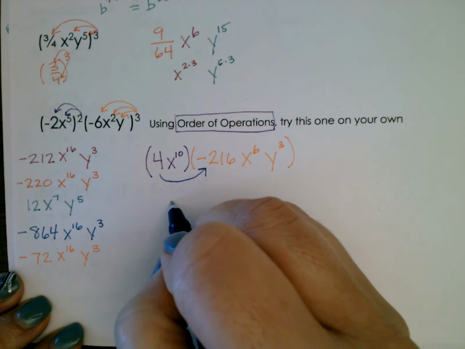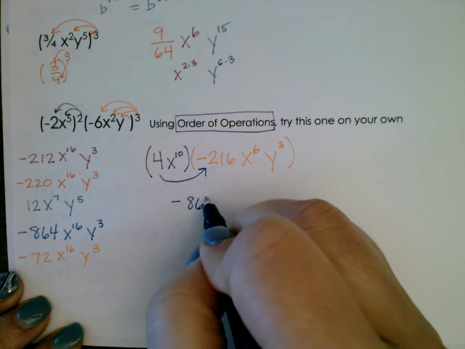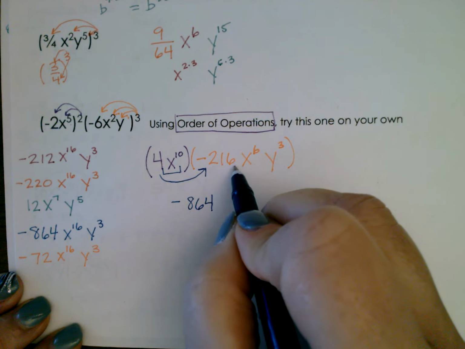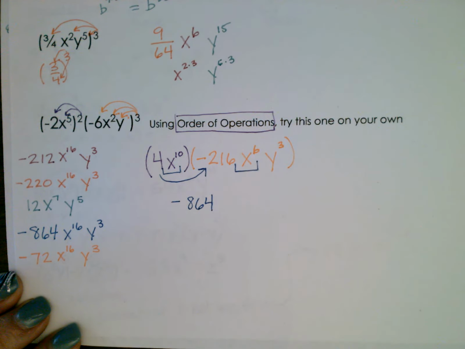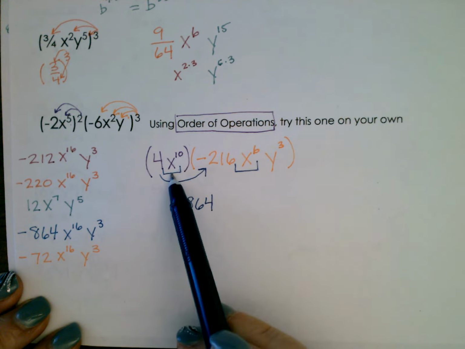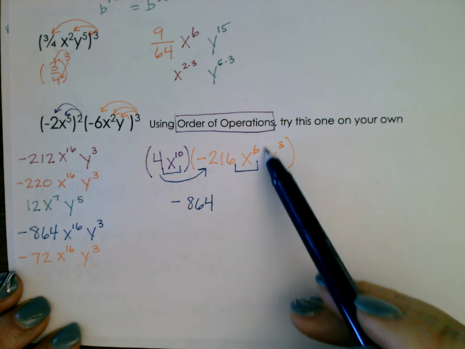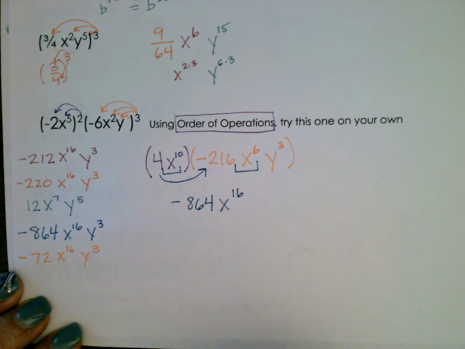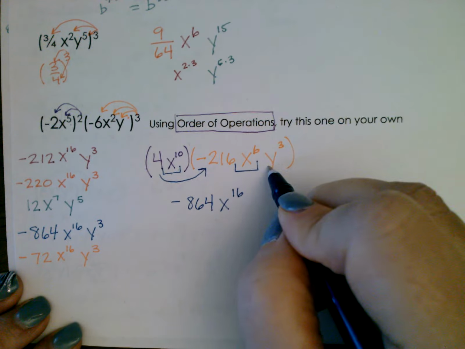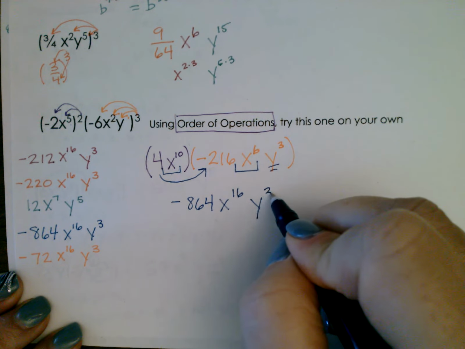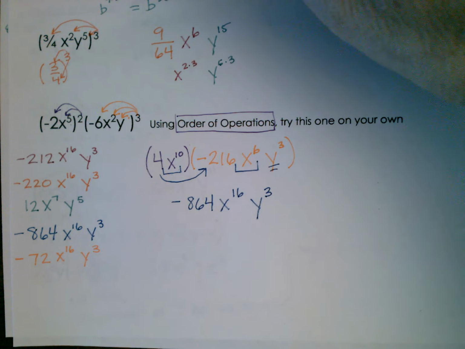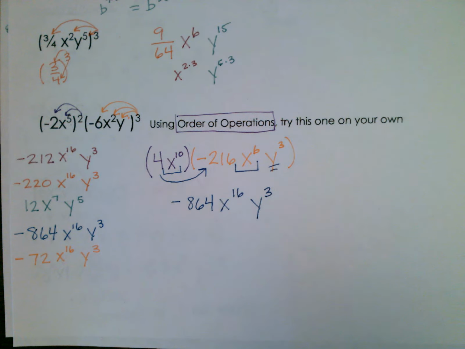Now I will take my coefficients, multiply them together, and I get negative 864. Here is a base of x. Here is a base of x. I have 10 x's being multiplied here, 6 more being multiplied there, for a total of 16 x's multiplied. I just have a tag along y at the end. That is my final answer.